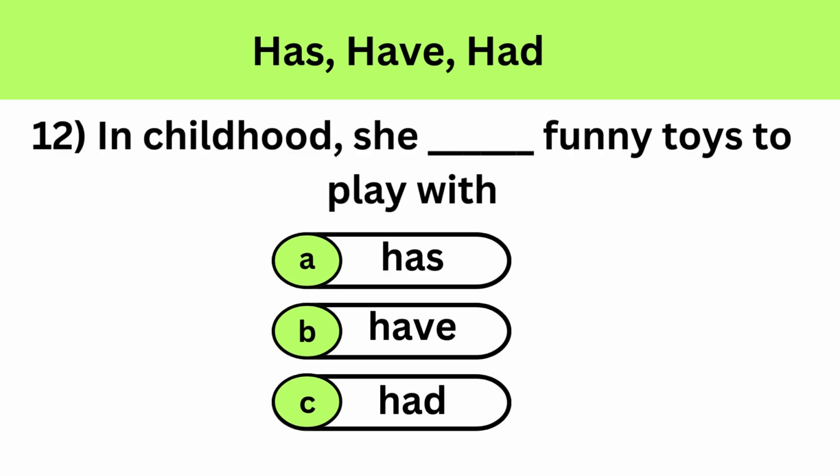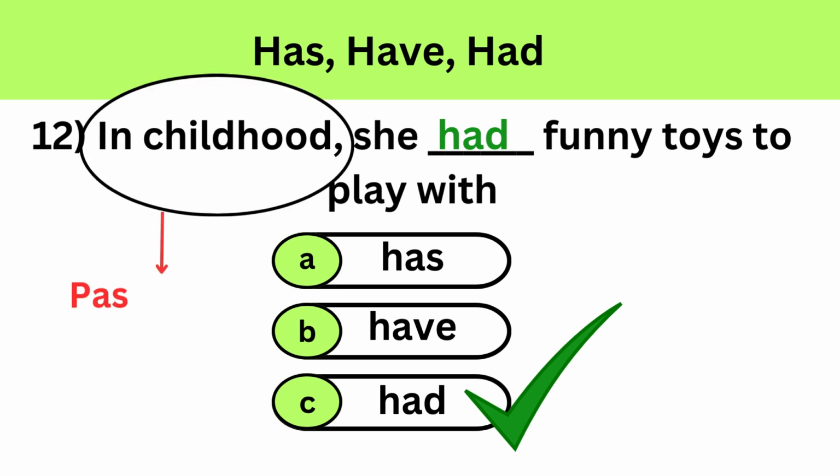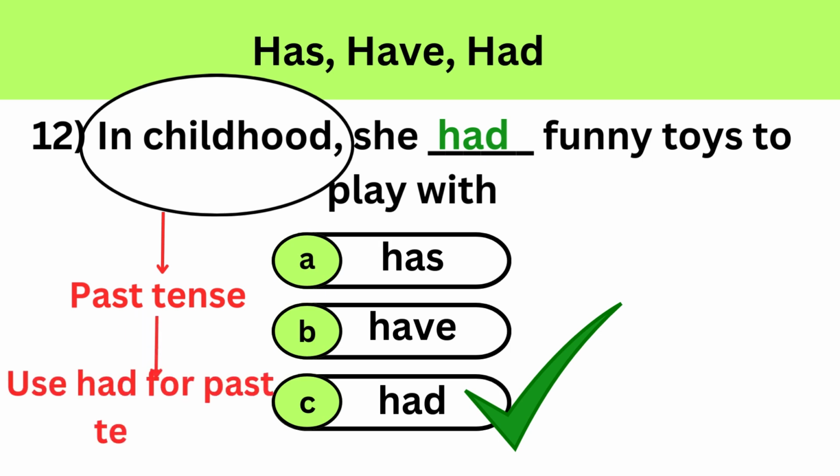Question number 12. In childhood, she dash funny toys to play with. Option C. Had. In childhood, she had funny toys to play with. Since childhood refers to the past, we use had for past events instead of have or has.